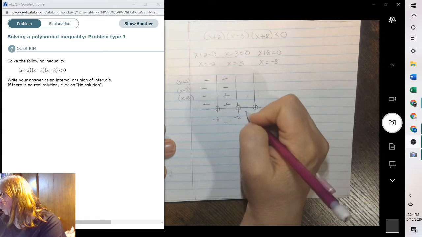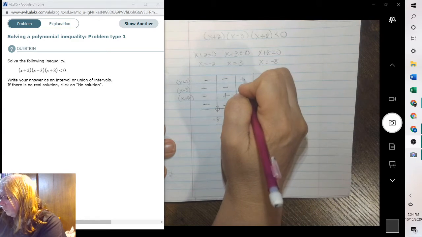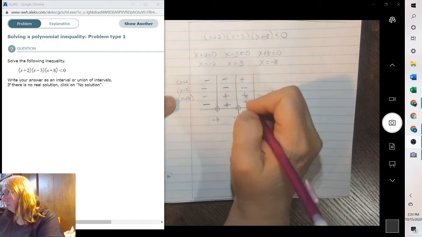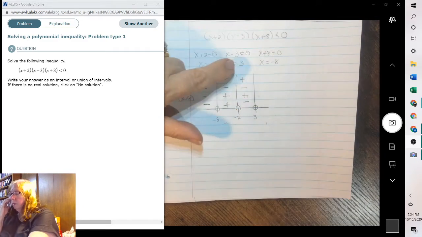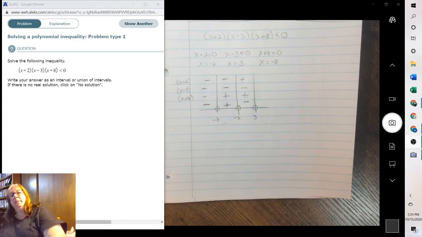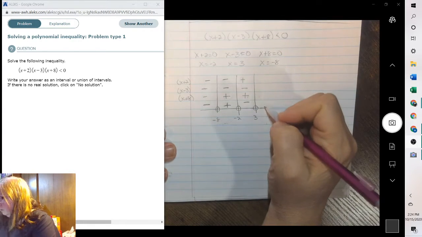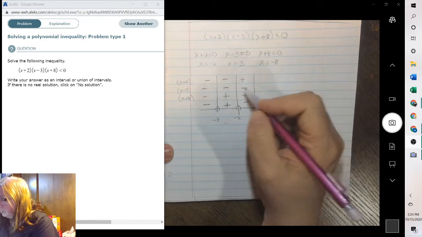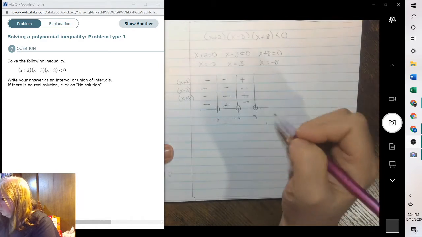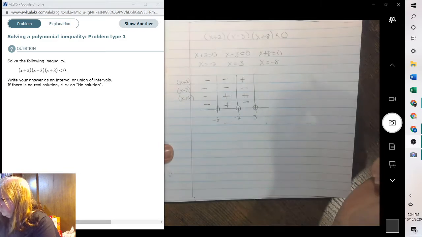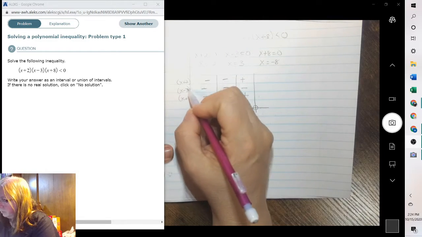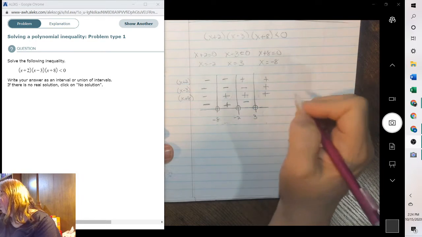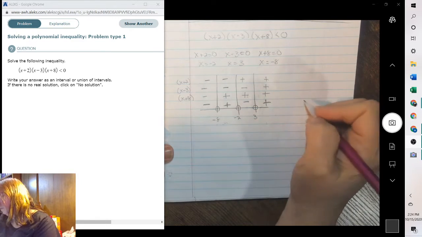Between -2 and 3, we could use 0, which is positive, negative, and positive. This gives us a negative. So you're just plugging the value in here and listing if it's a positive or a negative answer. And then the last one, anything greater than 3, I could use 10. Positive, positive, positive. And if we multiply 3 positives, we get a positive.